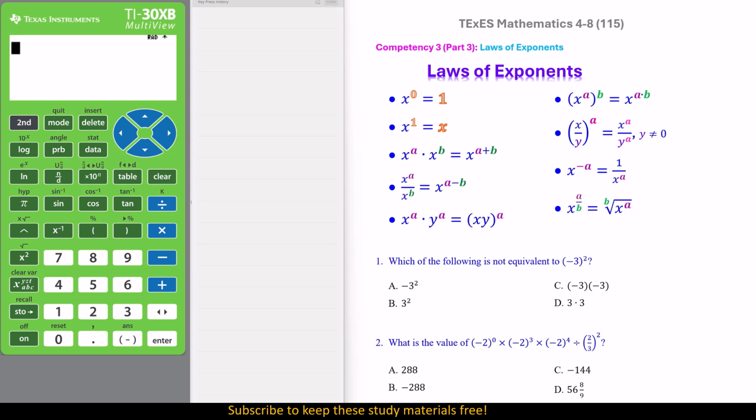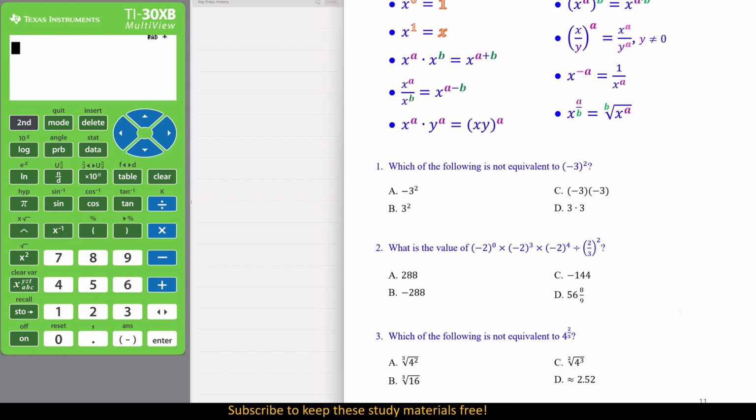Before we begin, there are some laws of exponents that are handy to know. Even though your calculator will handle a lot of the heavy lifting, you still need to know the properties themselves. So again, if this isn't something you're used to, you need to go brush up on this. Go find a good video, your old notes, whatever you need to do. Okay, so let's begin with number 1.